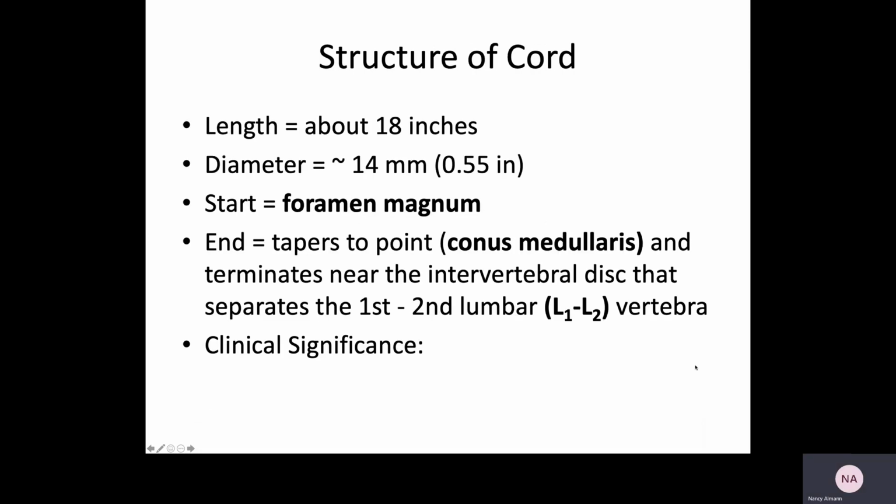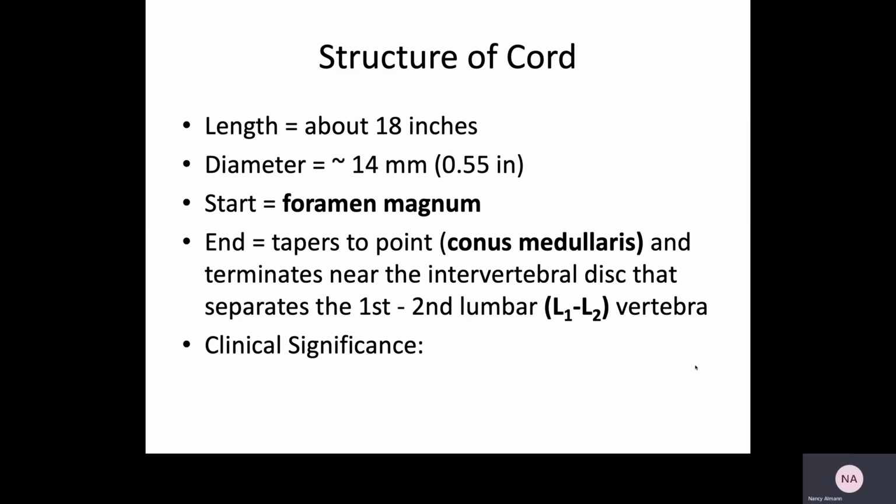It's about 18 inches long, a little over ½ an inch in diameter. It is going to arise from the medulla oblongata at the level of the foramen magnum, and it will taper to a cone-like structure and end at a point, and that cone-like structure is conveniently known as the conus medullaris. The termination point will be at the L1, L2 disc space.